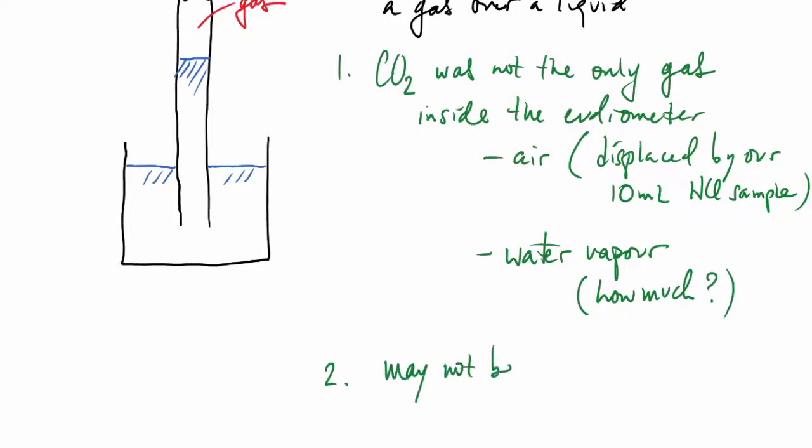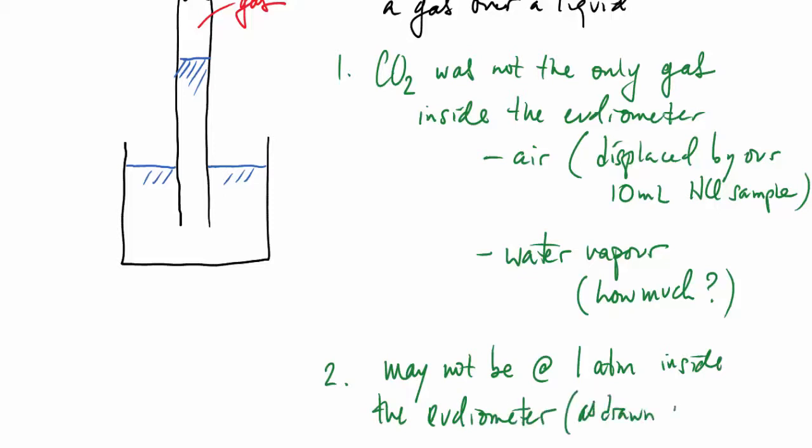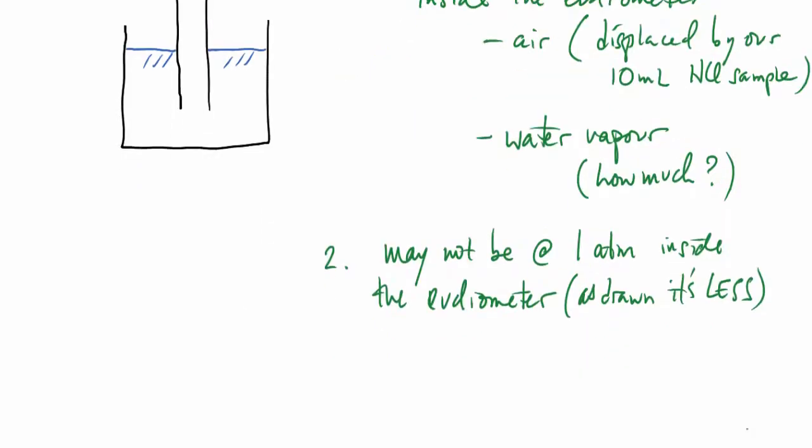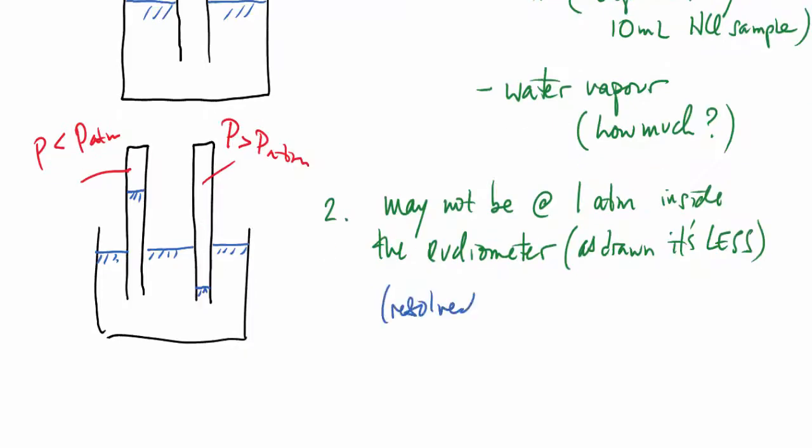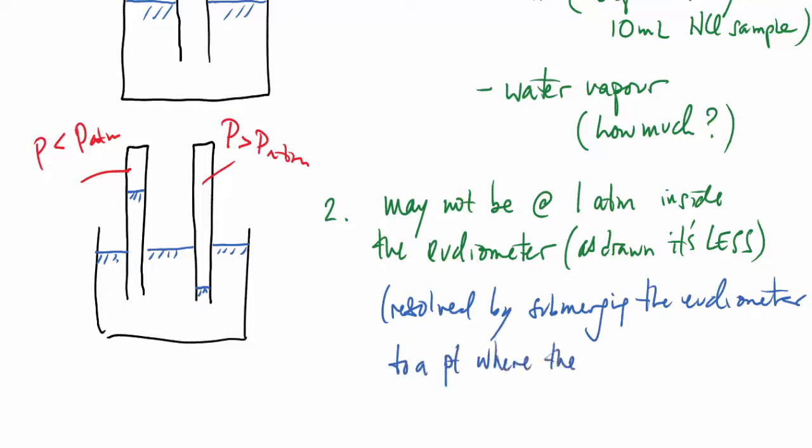It also may not be 1 atmosphere pressure inside the eudiometer. As it's drawn actually in the graphic here, the pressure is less than 1 atmosphere pressure. So here is a situation where you have two eudiometers in the same water bath at two different levels inside. And you can see the eudiometer on the left, the pressure would actually be less than atmospheric pressure, and the one on the right, the pressure inside would be greater. This can be resolved by submerging the eudiometer to a point where the levels inside and outside are equal.